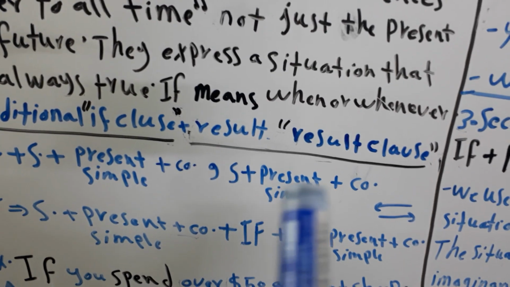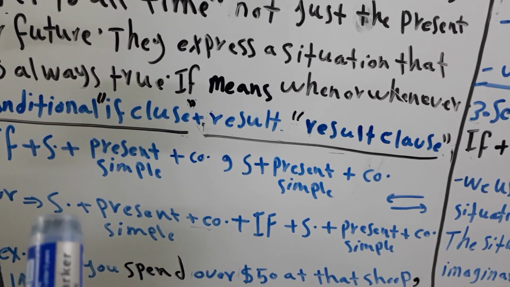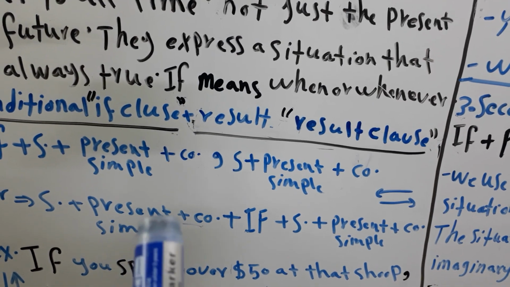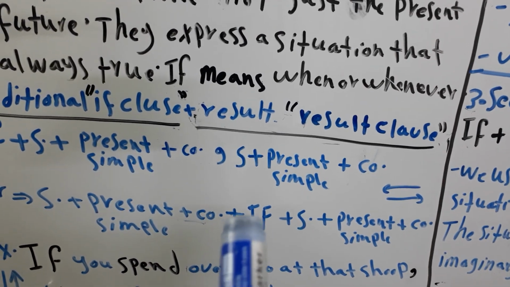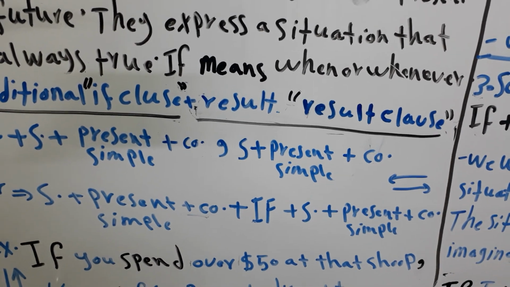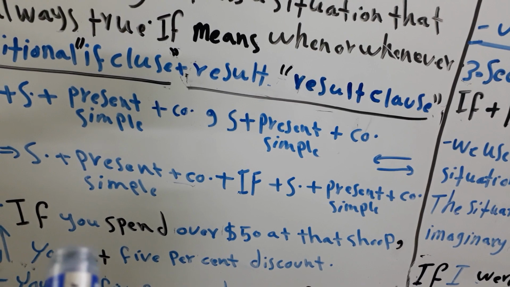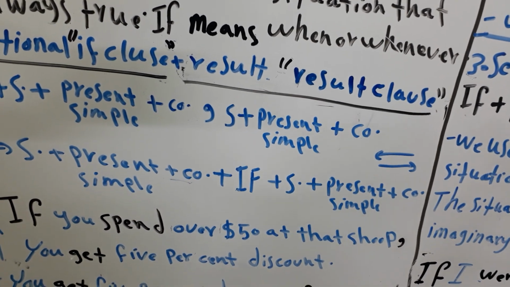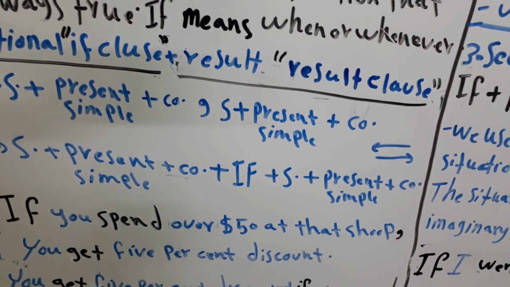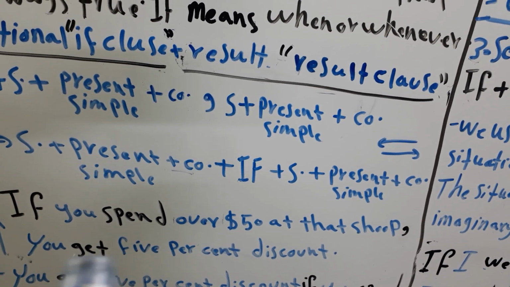We can put the result clause before the if clause, as in this rule. Subject plus present simple plus complement. This is the result clause, plus, without comma, if plus subject plus present simple plus complement. We will see this in these examples. If you spend over $50 at that shop, you get 5% discount. Okay, this is the if clause, and this is the result clause.